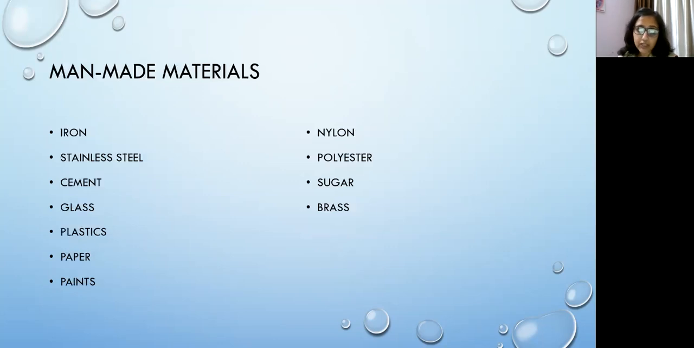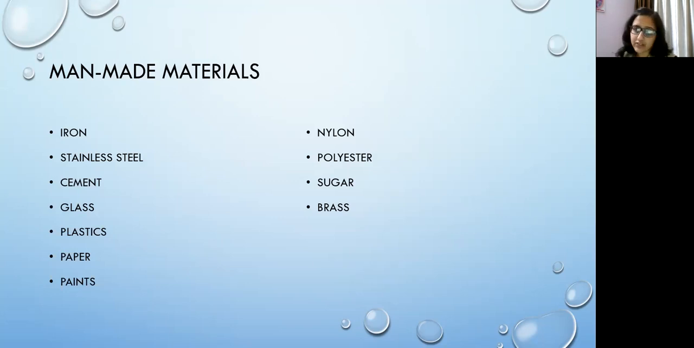Then the second type of materials is man-made materials. Now man-made, it is made by us, that is why we can also call it artificial materials or man-made materials. So what are the examples? Iron, ठीक है, stainless steel, that is an alloy actually, तो ये हम बनाते हैं stainless steel, man-made है ये. Cement, again it is man-made. Glass, plastics, ये सब हमें nature से नहीं मिलता है. We do not get all these things from nature. These all are man-made. Plastics, paper, paints, nylon, polyester, sugar, brass.